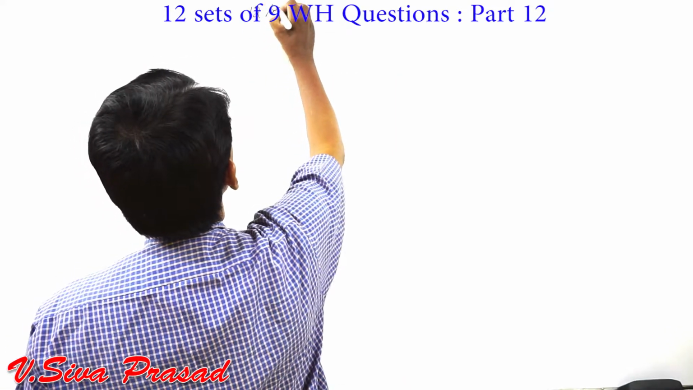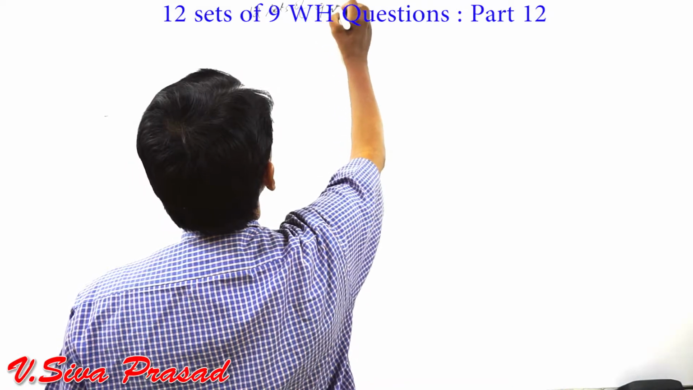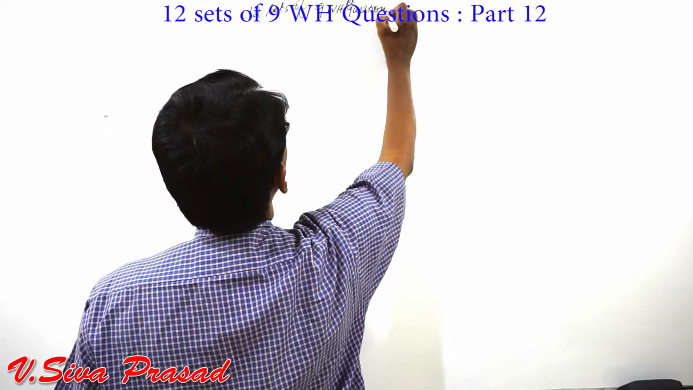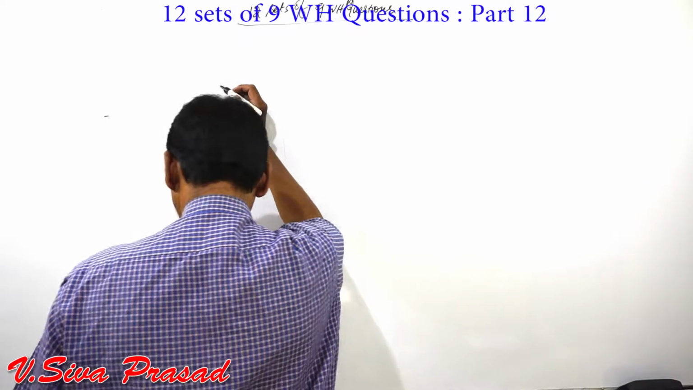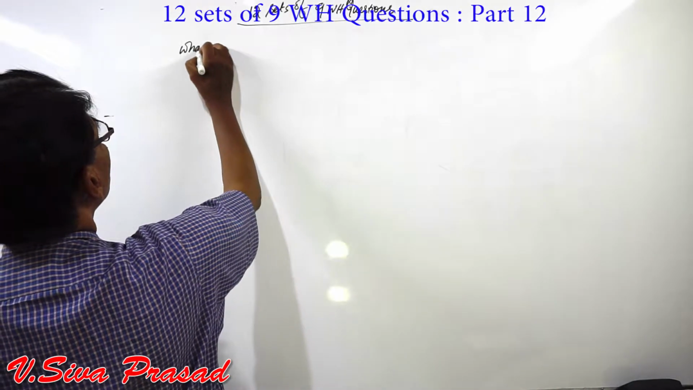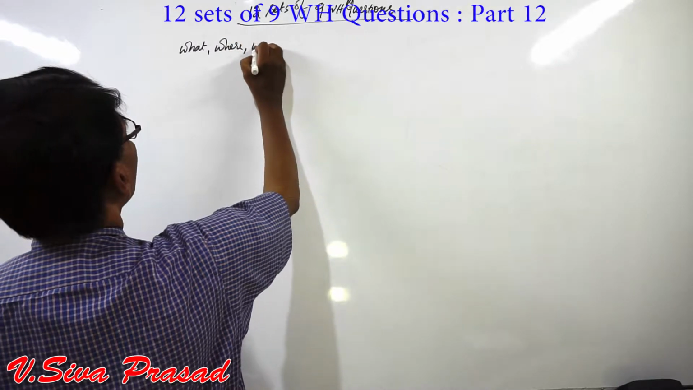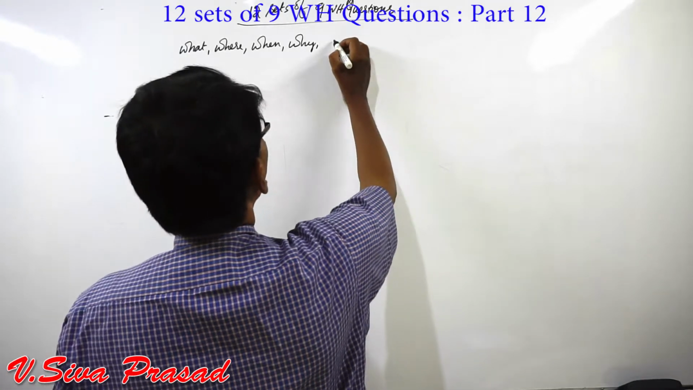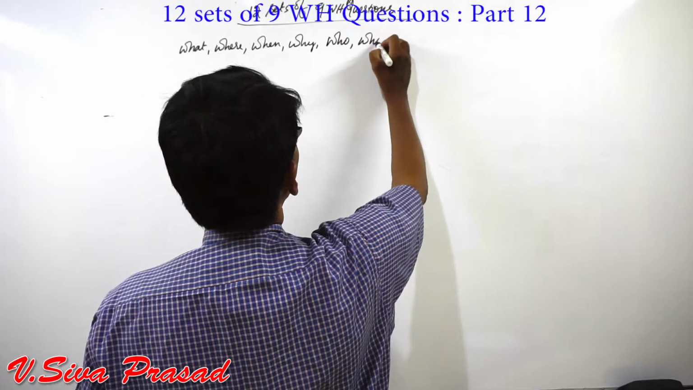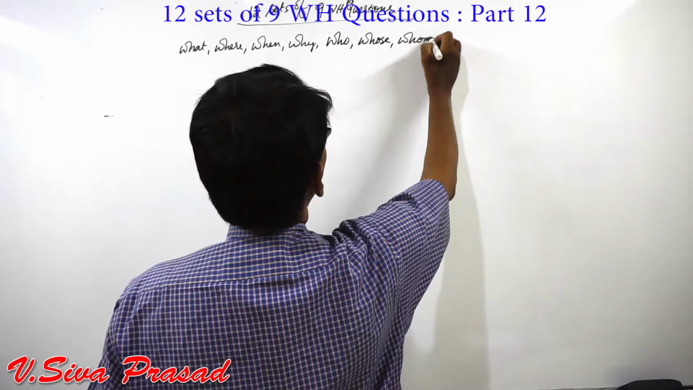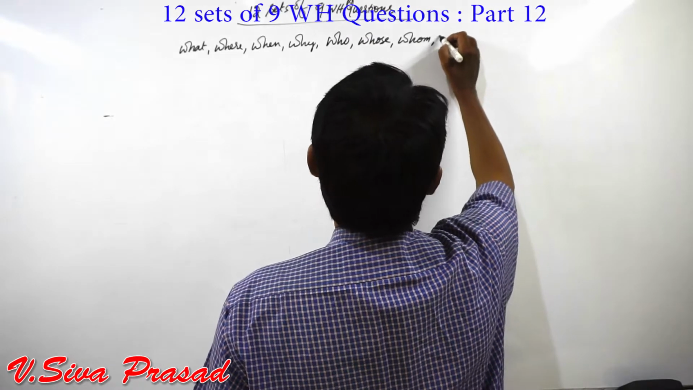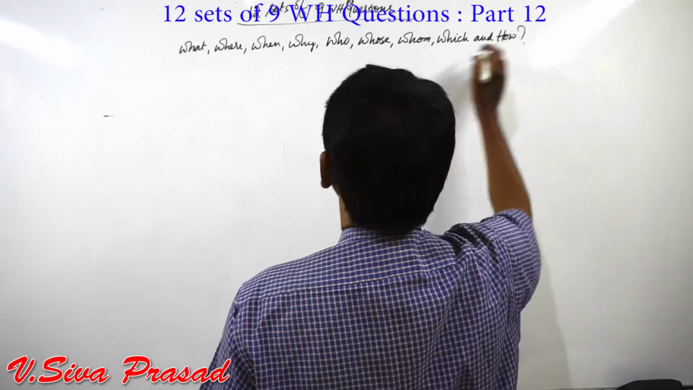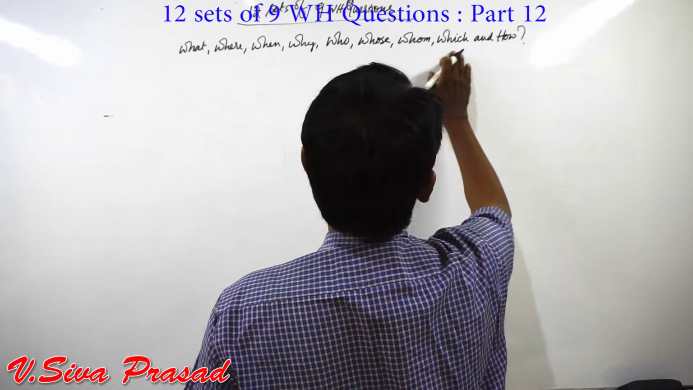12 sets of 9 WH questions. Okay, they are what, where, when, why, who, whose, whom, which, and how. 1, 2, 3, 4, 5, 6, 7, 8, 9.